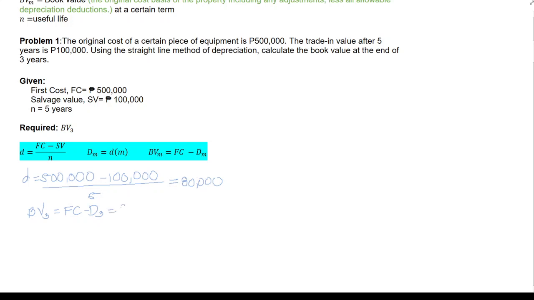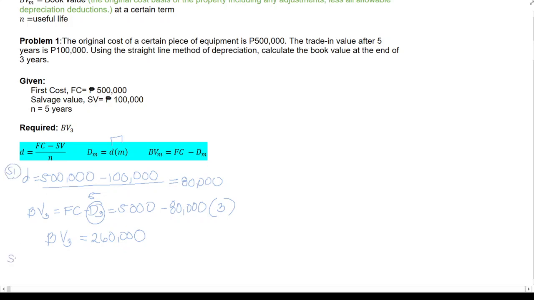That is equal to 500,000 minus the depreciation there. We are going to multiply the depreciation by the number of periods, that is 80,000 multiplied by 3 years. If we compute the book value after 3 years, that is equal to 260,000. That will be our solution 1. For solution 2, we may use the calculator. Using the calculator.